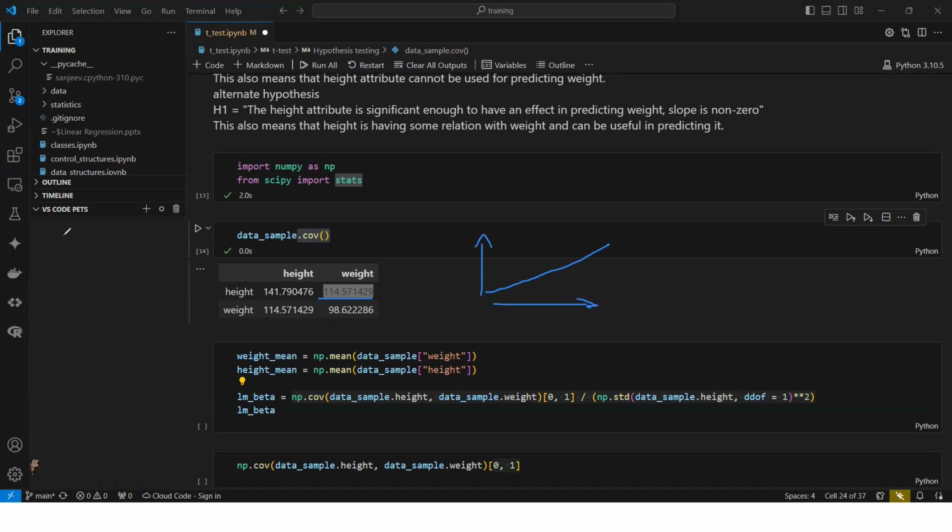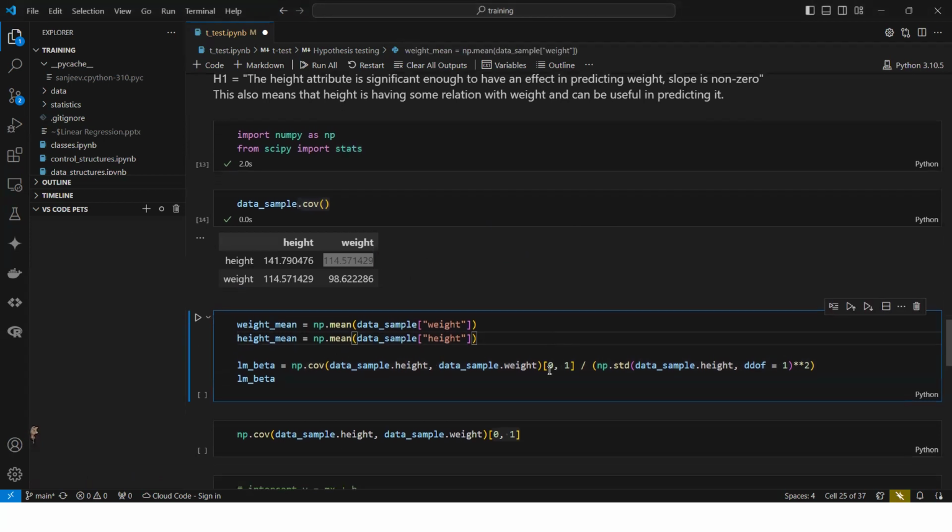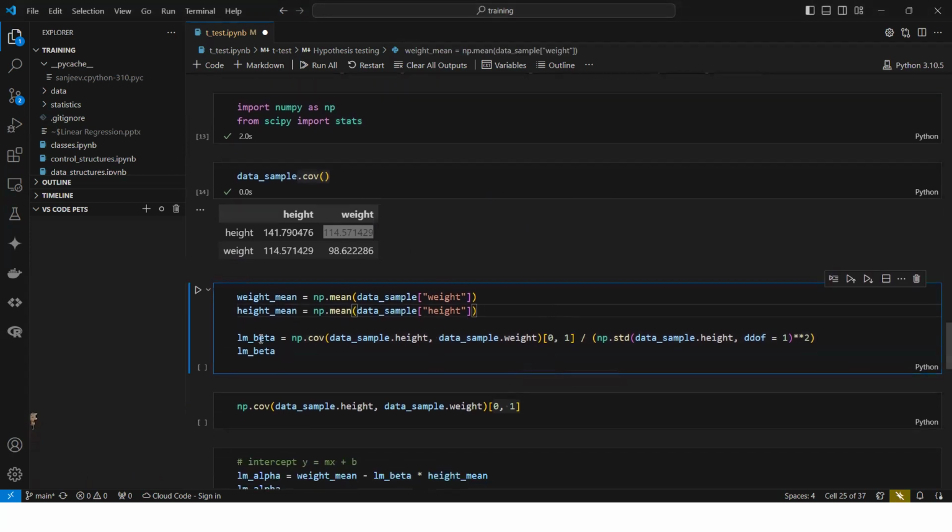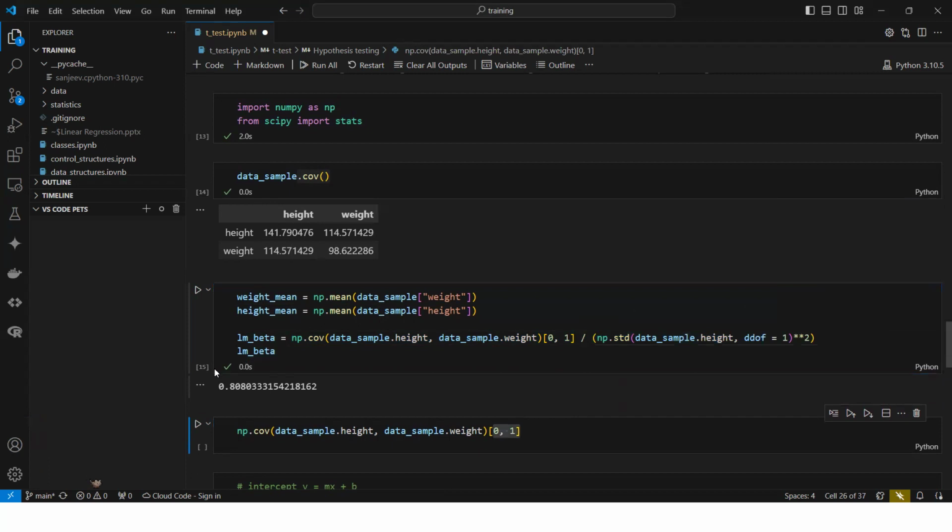Then we'll try to calculate the slope. In this case, the slope is nothing but beta 1. How I calculate it is I simply take the covariance of height and weight and divide it by the variance of the height sample. When I do that, I get my beta 1. So beta 1 is 0.8. You don't have to worry about the formulas. It's only for our understanding that we are going to this deeper level.